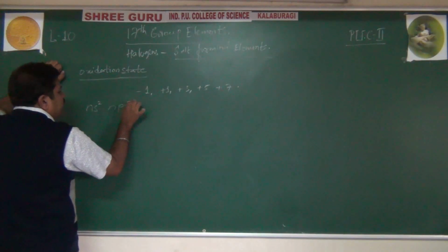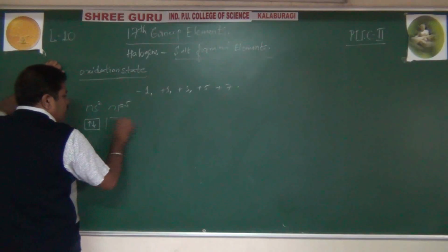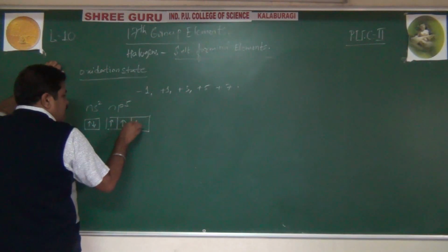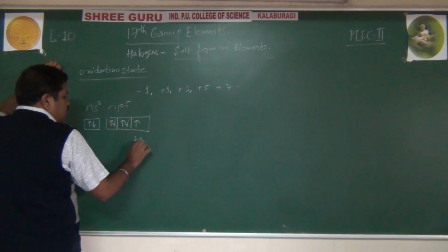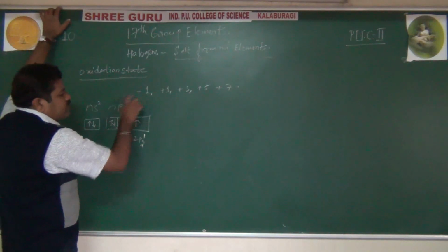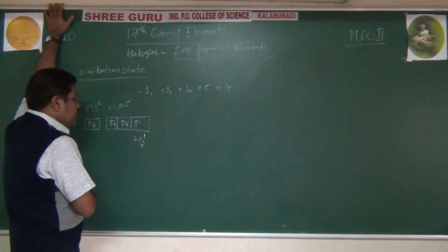When you write the outer electronic configuration, it is ns2 np5. In the p orbitals, px2, py2, pz1. If it gains an electron here, the oxidation state is -1. If it loses, it is +1. Okay?